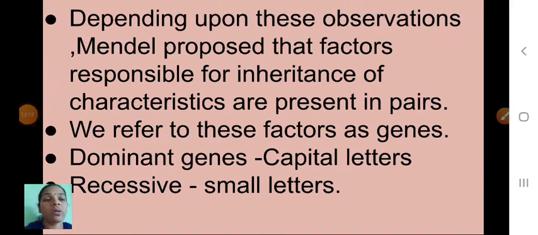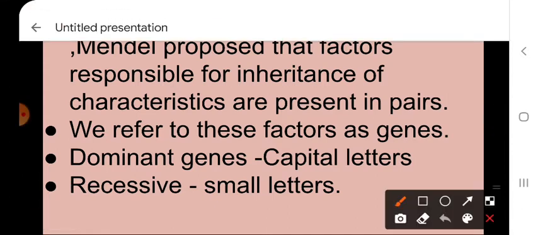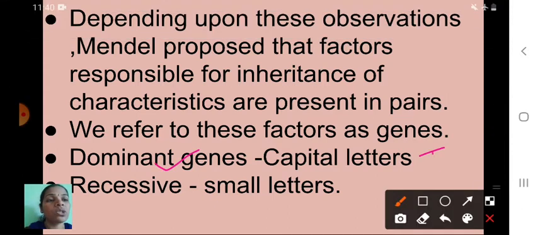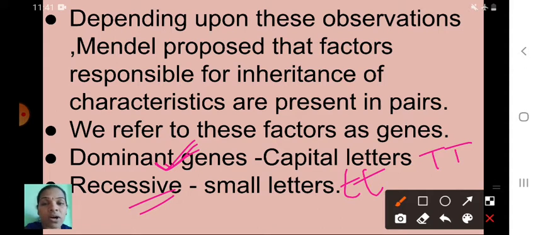So children, dominant genes are denoted by capital letters, and recessive genes are denoted by small letters. Understood now? Next, why is the dominant gene tall? See here, children, why is the tall plant dominant? Yes, in the first generation all plants were tall.